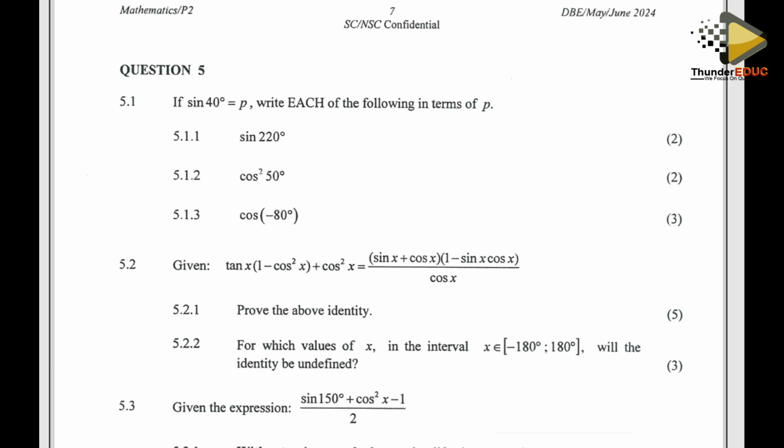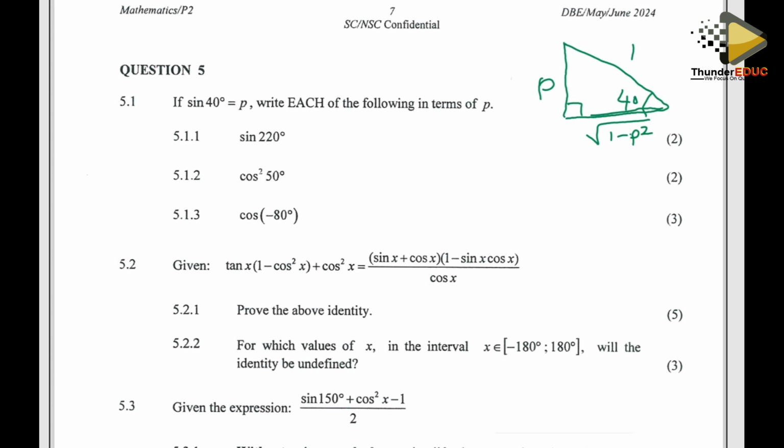This in most cases deals with reductions, and you need a sketch. Let me draw my sketch just in case. We don't care about the quadrant in this case, so it's a right-angled triangle. This angle is going to be 40°. Since it's sine, it's the opposite over the hypotenuse. And then the remaining side is going to be the square root of 1 minus p squared.